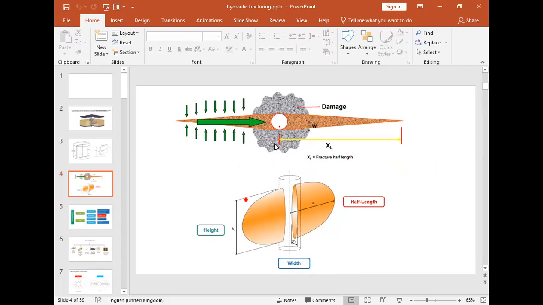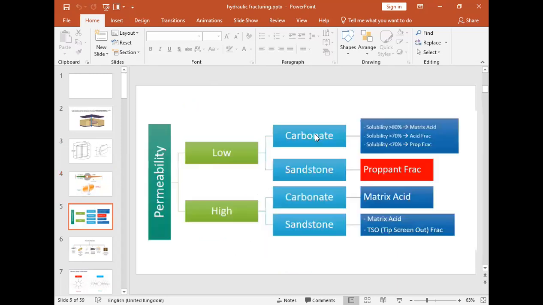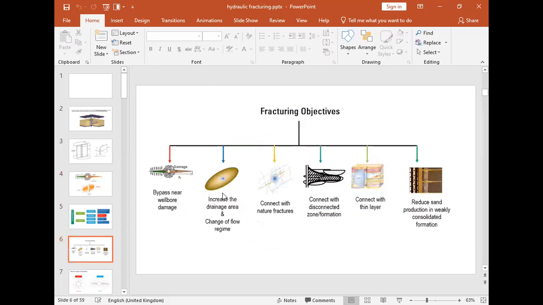But when you create this hydraulic fracturing, the flow is more or less linear, because the fluid is now flowing into the fracture. Then from the fracture, the fluid is now flowing into the borehole. The flowing of the fluid from the reservoir into the borehole is in a linear manner. So that's more or less linear flow. So you can also carry out hydraulic fracturing to increase the drainage area and to change the flow regime.